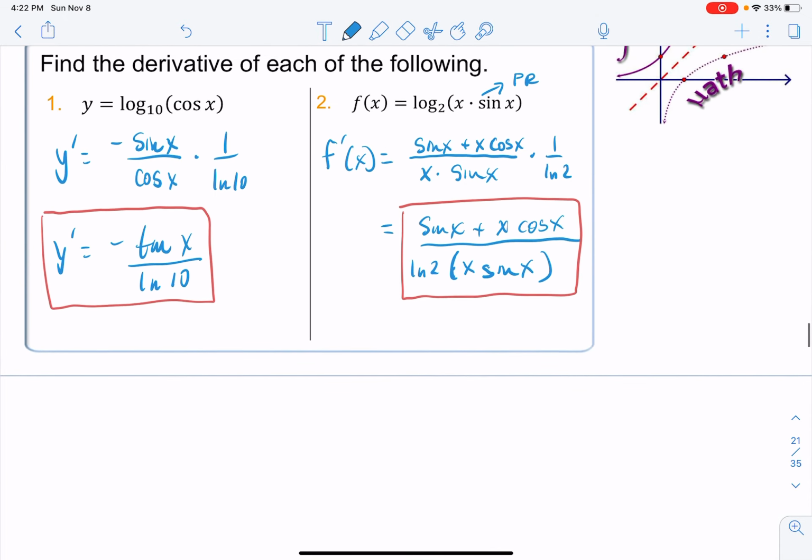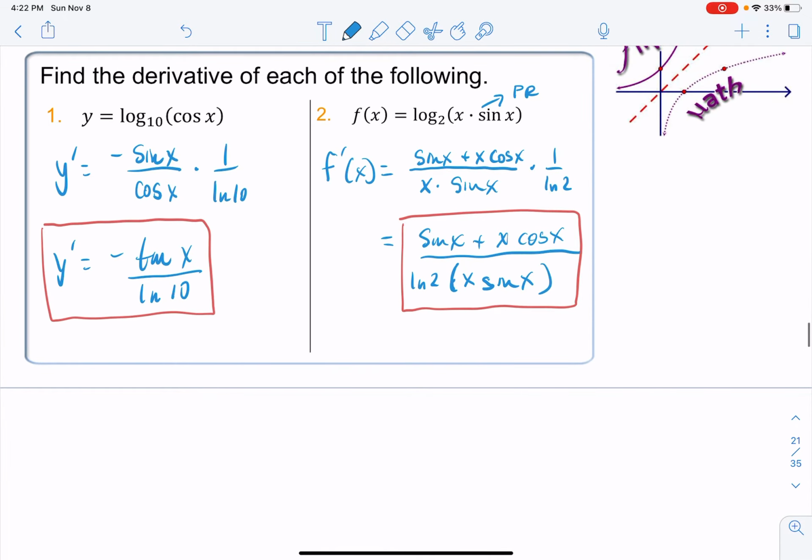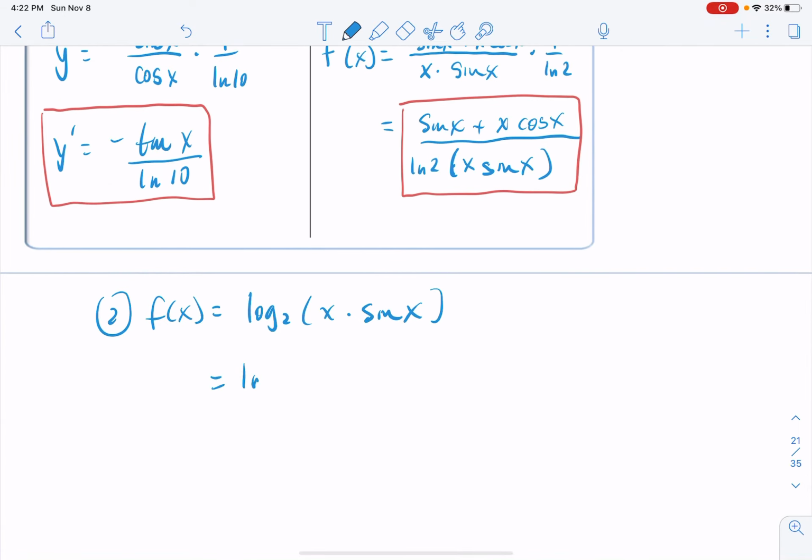You know what? We could have done that back up here on number 2. So on number 2, we had f of x is equal to log base 2. Remember, it doesn't matter if it's natural log or whatever log. The log properties still hold. X times the sine of x. Okay? So this is the log base 2 of x plus, since it is a product, it turns into a sum of 2 logs. The log, man, I just want to write natural log so bad. Log base 2 of sine of x.